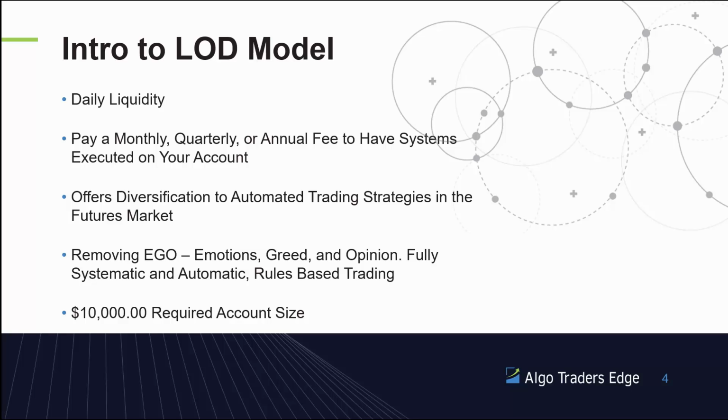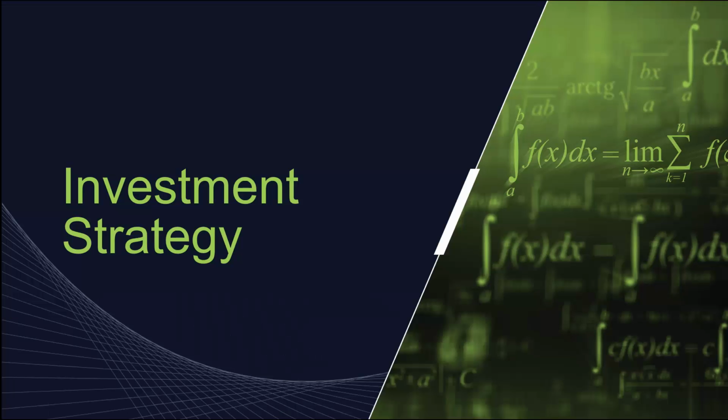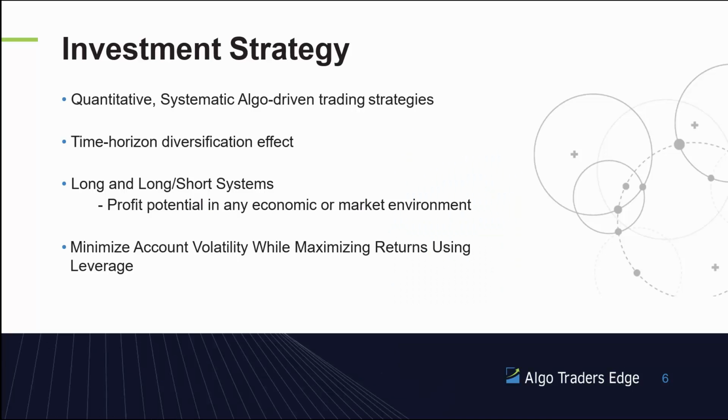What we're doing, we have a goal of removing ego. In other words, getting rid of the emotions, greed, and opinion by using fully systematic and automatic rules-based trading. Now, the minimum account size for the ATE Micro Index Portfolio is $10,000. So let's talk a little bit about the investment strategy.